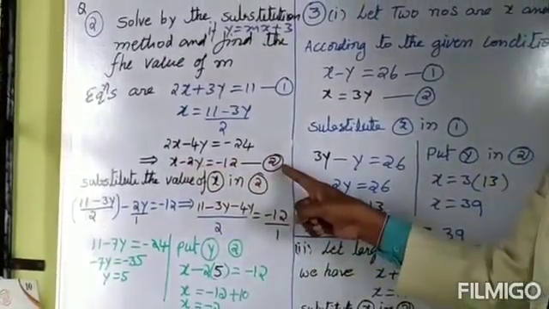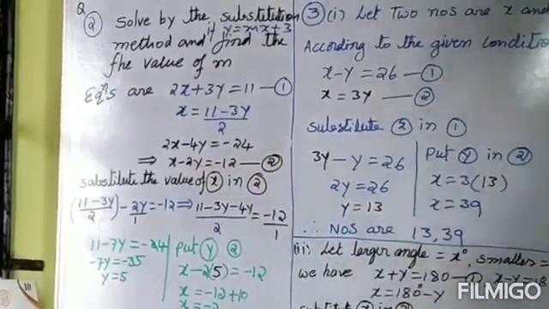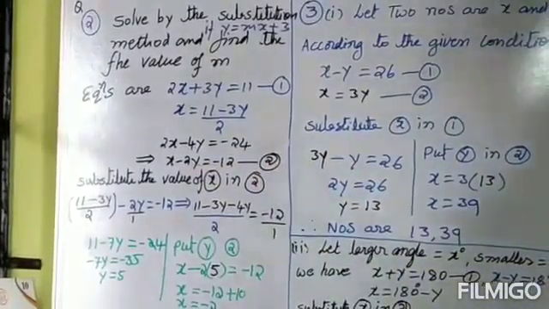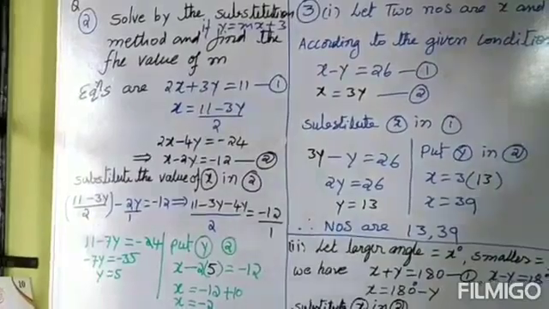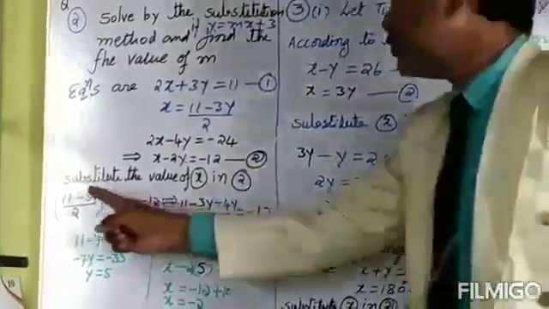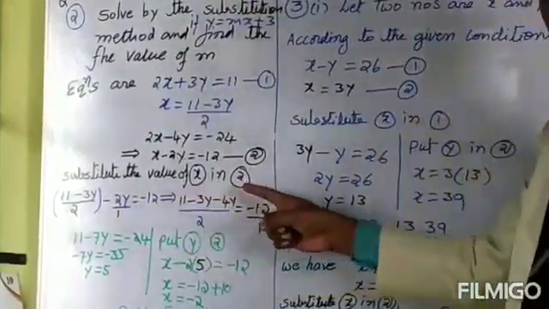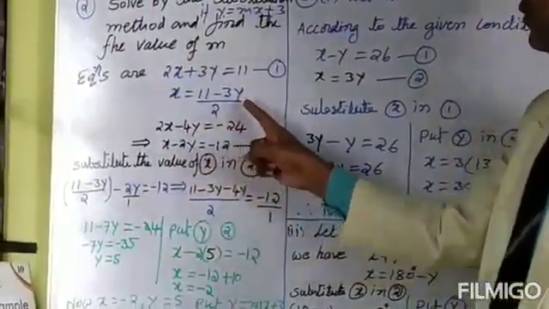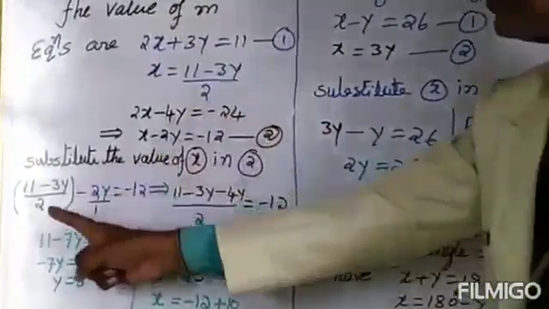This is equation number 2. We are going to solve by the substitution method. In this method, we are substituting the value of x from the first equation into the second. That is, substituting the value of x in 2. The value of x equal to (11 minus 3y) upon 2 we are substituting in 2.